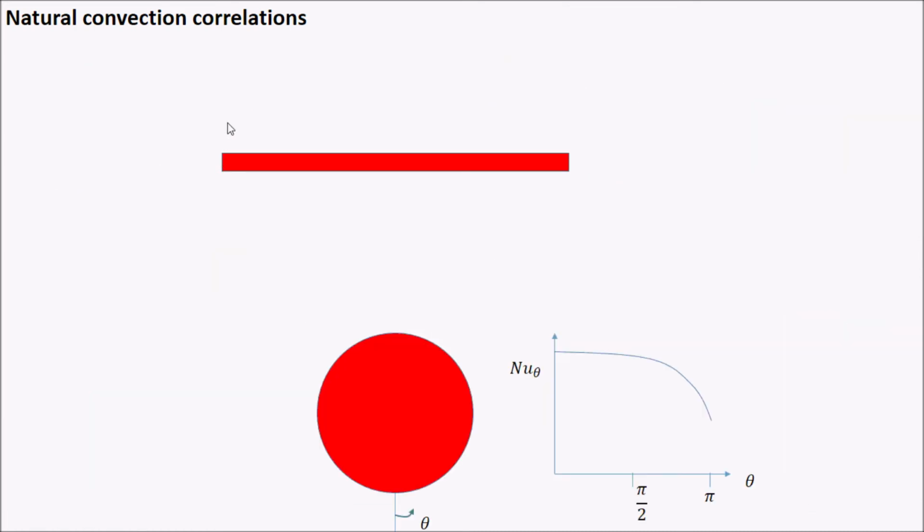So for the horizontal plate, this one is horizontal, but again hot. In this case you will have again a similar manner, so again you have the plumes here. And the last case will be the cylinder.